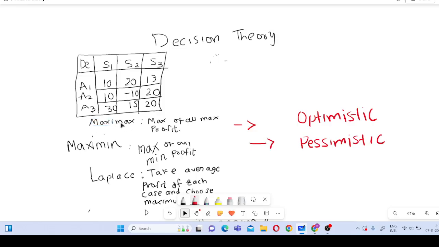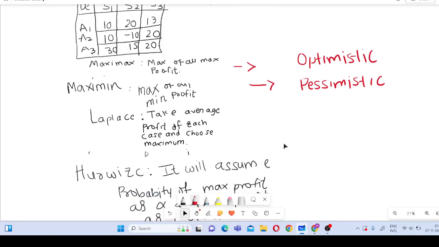One is Maximax. What is Maximax? It is when a person is very optimistic. Optimistic means he thinks that he is very lucky. So for all the actions, he will consider the maximum profit, and he will choose the action where he is going to get the maximum profit of all.